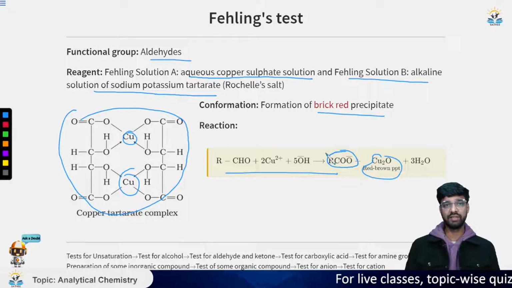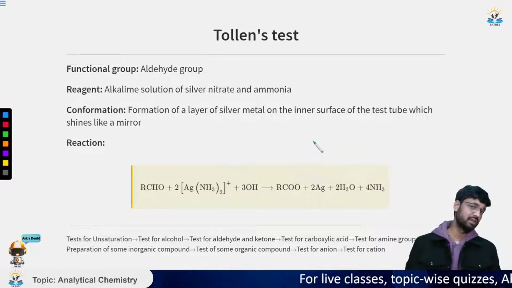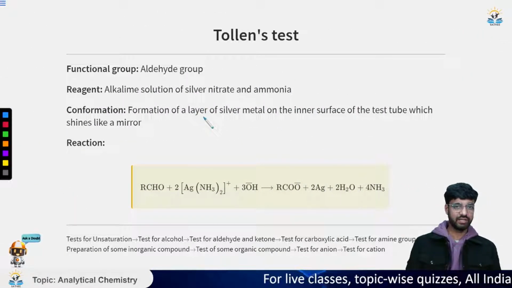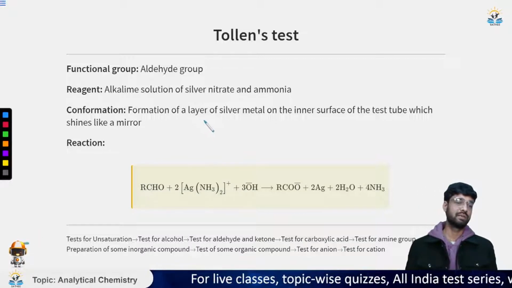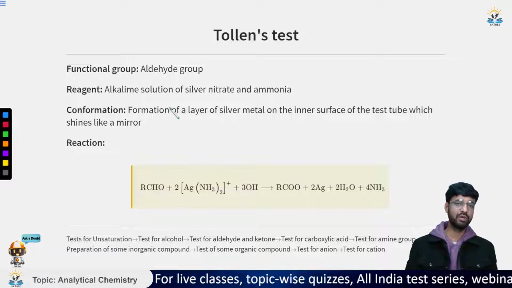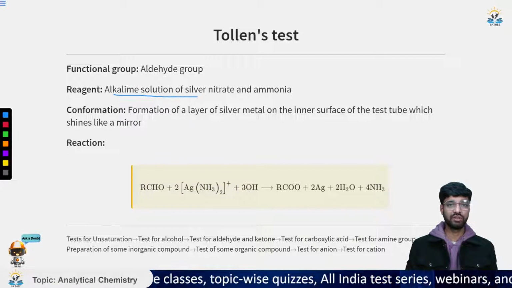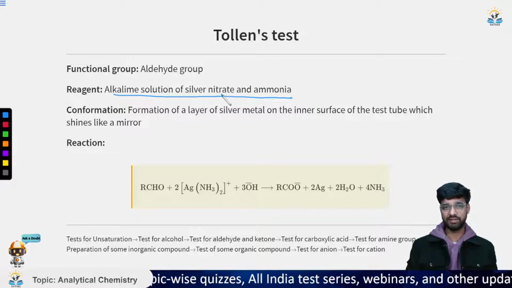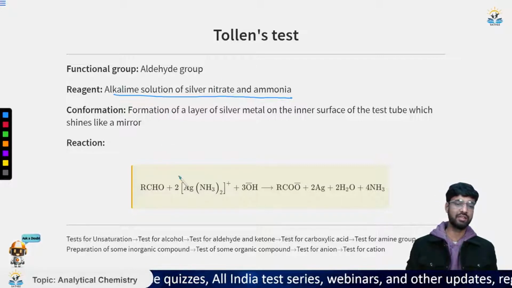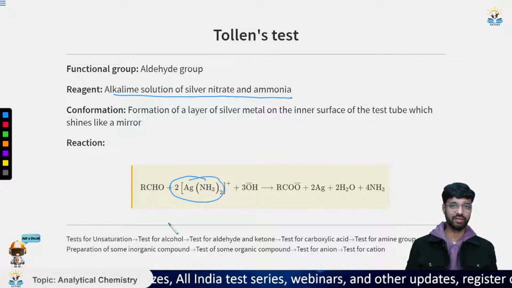So this is Fehling's test. Next we have Tollens' test. We have seen all these tests earlier also, but since this is in the analysis part, I am teaching it one more time. What do we take? We take an alkaline solution of silver nitrate and ammonia. Upon addition of the silver nitrate and ammonia in alkaline solution, we get this complex here.